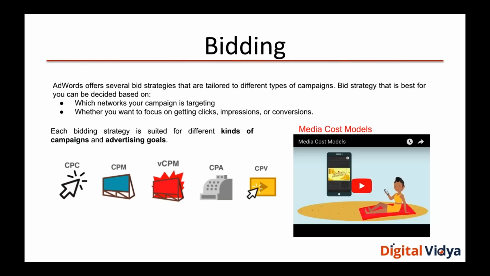AdWords offers several ways in which you can pay. You can pay for clicks, in which case you'll have a bid strategy called cost per click or PPC, very popular. Or you can pay for every 1,000 impressions, 1,000 times your ad is shown, in which case it's called VCPM. Then you have cost per acquisition. Acquisition means conversion. So when you want a person to click on your ad, go to your website, and take an action, for that you can bid. Or if you're having a video ad, you can opt for paying for every view on your ad. So these are all different media cost models or bid strategies. Let's see a short video to understand this better.